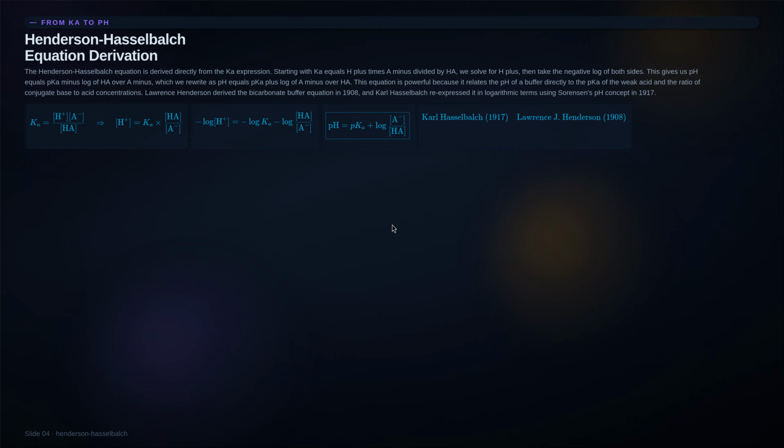We solve for H+, then take the negative log of both sides. This gives us pH equals pKa minus log of [HA] over [A-], which we rewrite as pH equals pKa plus log of [A-] over [HA]. This equation is powerful because it relates the pH of a buffer directly to the pKa of the weak acid and the ratio of conjugate base to acid concentrations. Lawrence Henderson derived the bicarbonate buffer equation in 1908, and Karl Hasselbalch re-expressed it in logarithmic terms using Sorensen's pH concept in 1917.